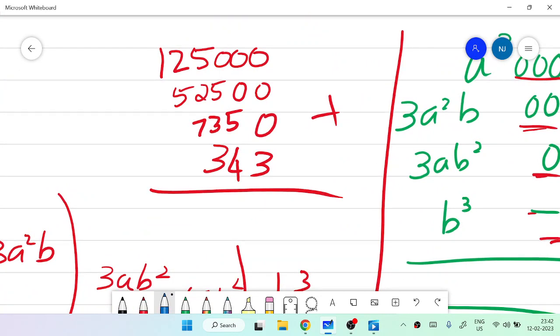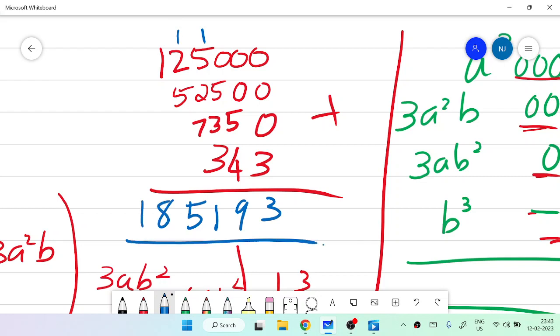If you add these numbers, 0 plus 0 will give you 3. Then 5 plus 4 will give you 9. Then 5 plus 3 will give you 8. 8 plus 3 will give you 11, 1. 5 plus 1 gives you 6. 6 plus 2 will give you 8. 8 plus 7 will give you 15, 1. Then 3, 3 plus 5 will give you 8. Then 1. So the cube of 57 is 185193.